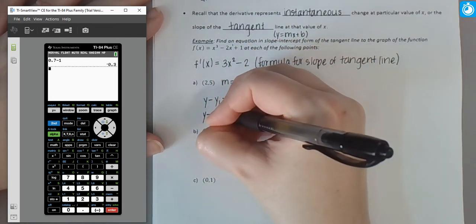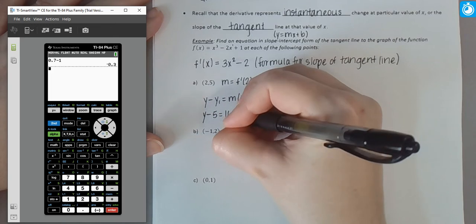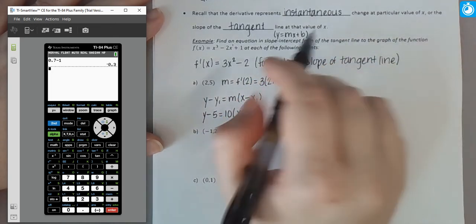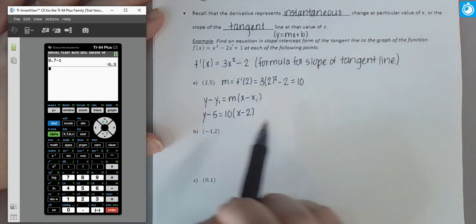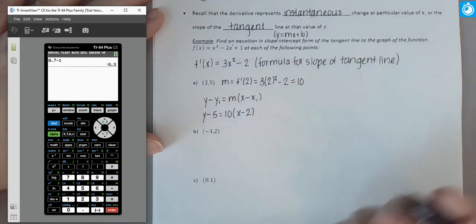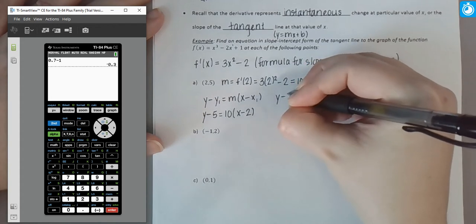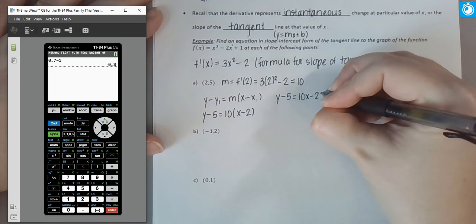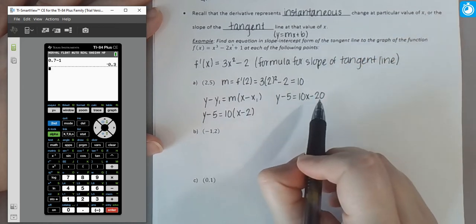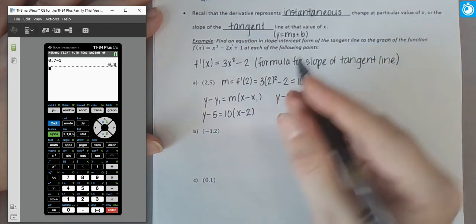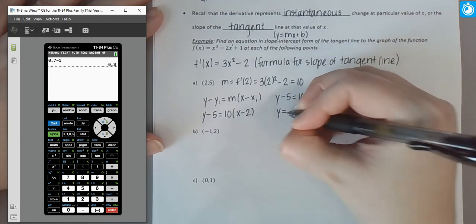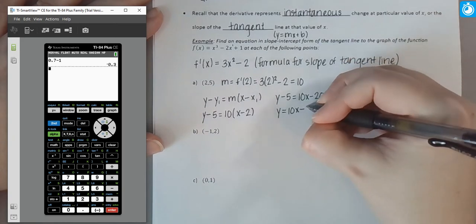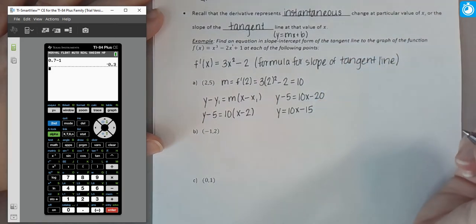So y minus y1, which is 5, is equal to m, which is 10, times x minus x1, which is 2. And we want slope-intercept form, which essentially means take this and clean it up and isolate y. So y minus 5 is equal to 10x minus 20. And then if we add our 5, move it over, combine with the negative 20, be very careful with your signs. y is equal to 10x, and then negative 20 plus 5 is going to be negative 15.